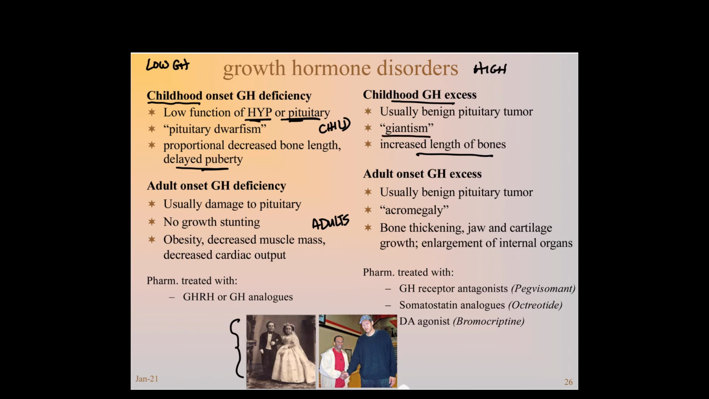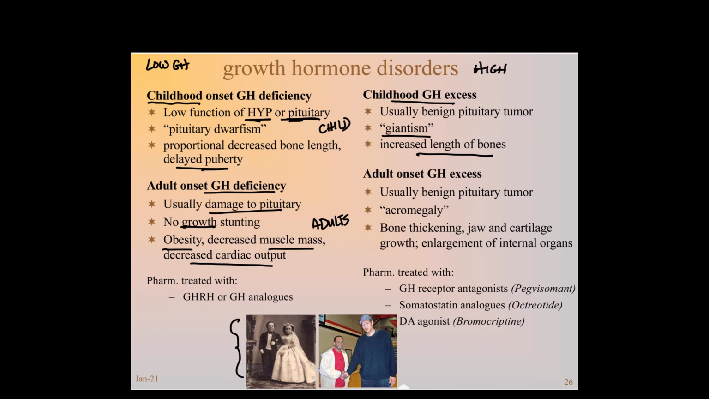In adults, we already have the bone growth. So basically the long bone growth is already done and stature has been completed. So in adults who lose growth hormone levels, it's usually because they have damage to the pituitary. Sometimes people with TBIs get damage to the pituitary. So it doesn't change your growth in terms of height, but it does mean that you don't have the same metabolic functions in terms of the muscle remodeling and the cardiac output. So in adult growth hormone deficiency, more likely to see obesity, decreased muscle mass, and decreased cardiac output.